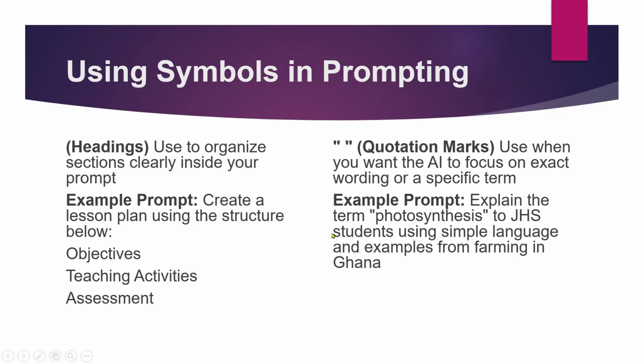So now when you are asking a particular question, you just want AI to focus on that particular term. Example: explain the term "photosynthesis" to students using simple language, with an example from farming in Ghana. So now you see, photosynthesis is the main focus here. AI will understand that my main focus is on photosynthesis, not photosynthesis types of disease. It will just focus on photosynthesis, not something related to it that is not connected that much.